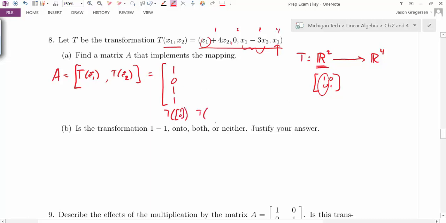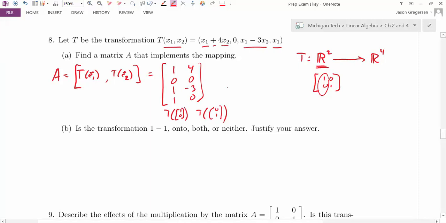Now T of 0, 1. So now x1 is 0 and x2 is 1. In this case, I would get 0 plus 4 times 1, which would be 4. 0 in the second position. 0 minus 3 times 1, and I would get 0 in this last position. So this is the matrix that represents that transformation.